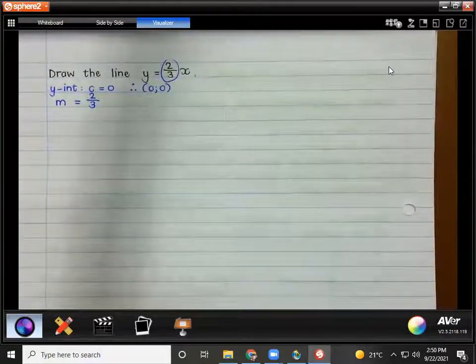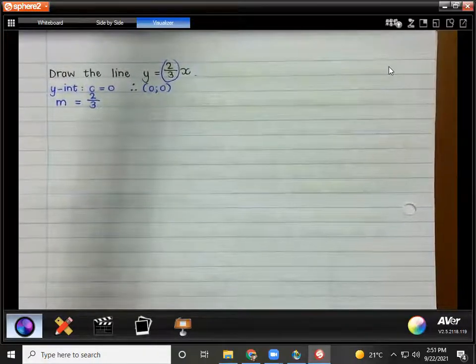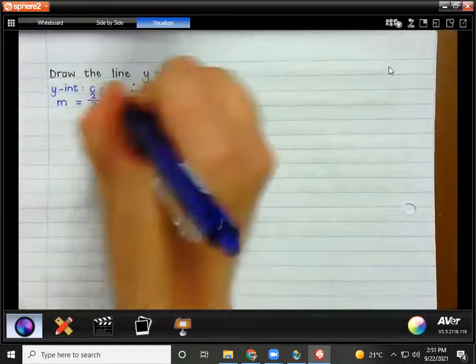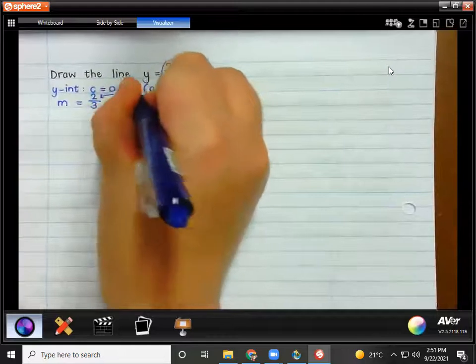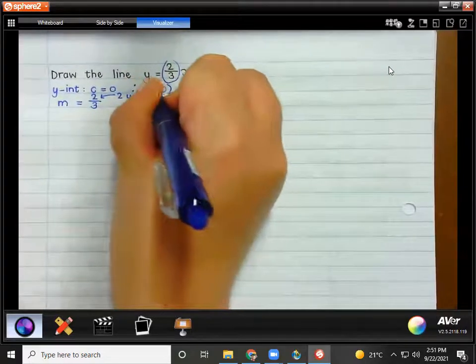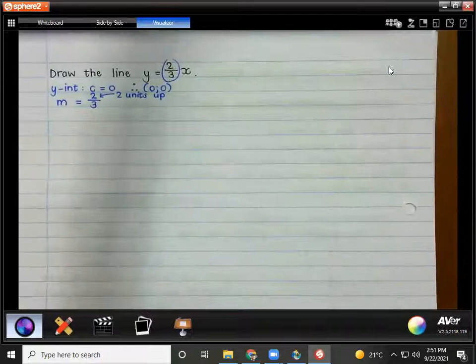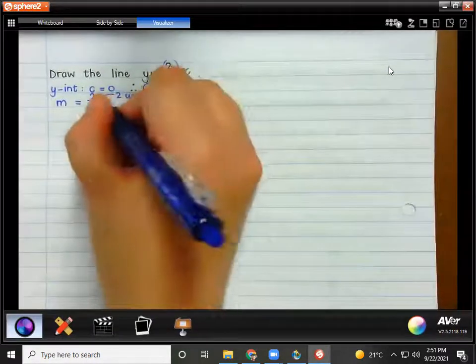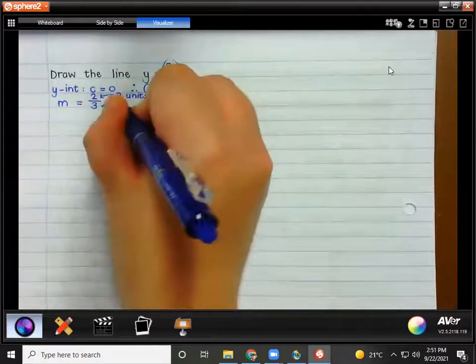The number at the top is change in y. That's moving up or down. It's positive 2, so we're going to move 2 up, right? If it's positive 2 at the top, 2 units up. At the bottom, we have a 3. It's positive 3, so that's going to be 3 units to the right.